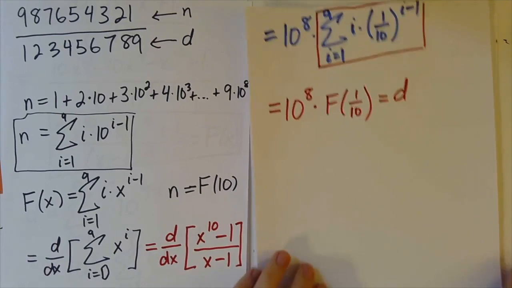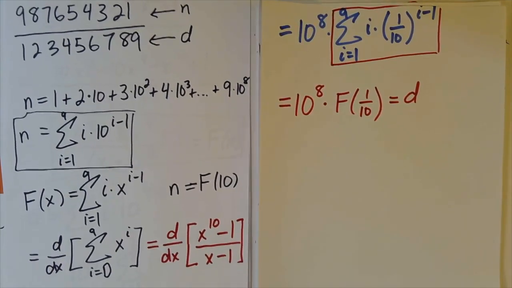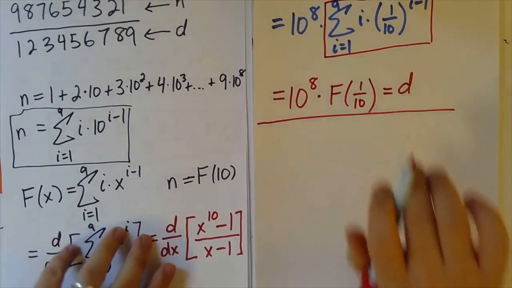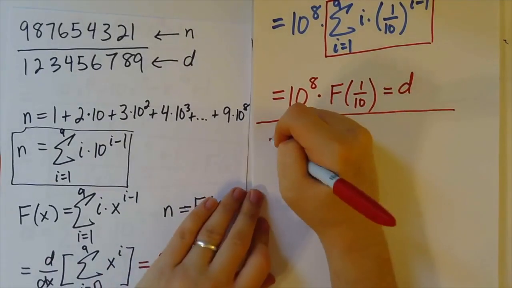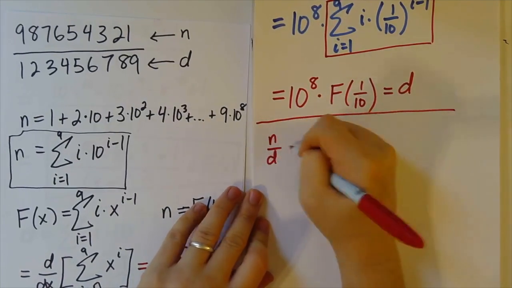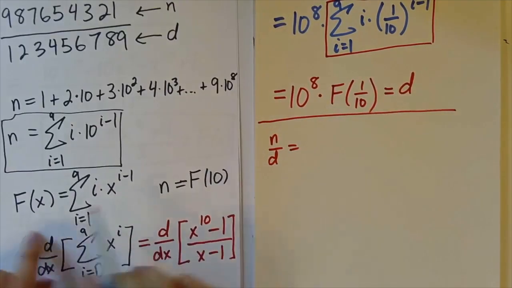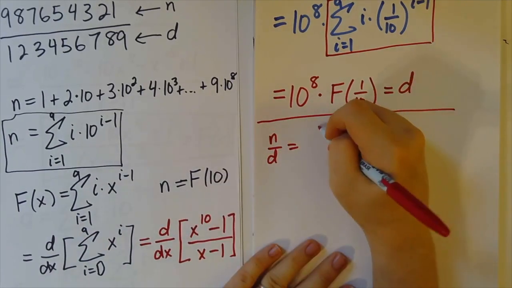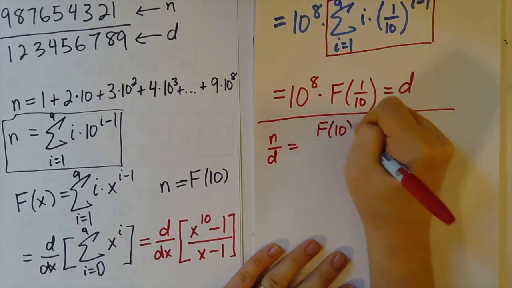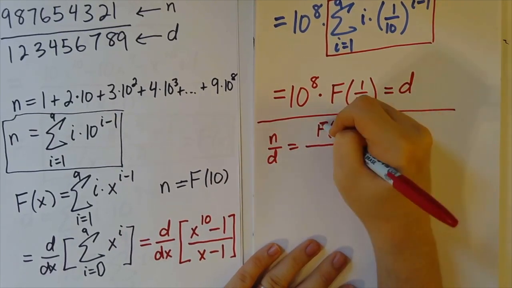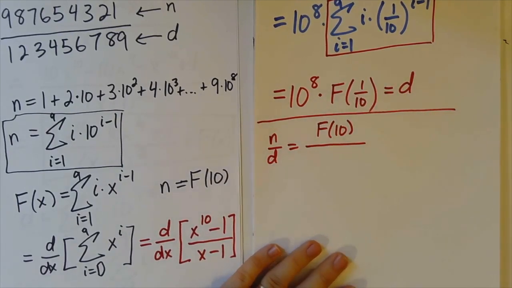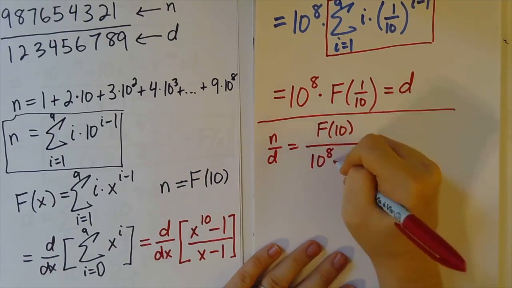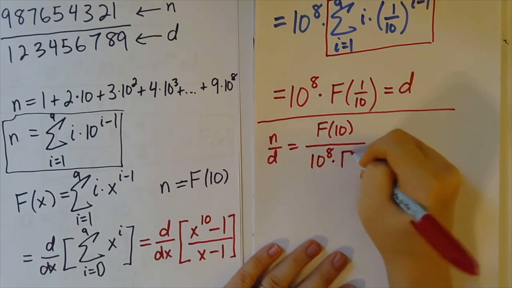And so the punchline of everything we've done so far is that if you take this number we started with, n over d, and you invent this function f, then you can rewrite this thing as f of 10 divided by 10 to the 8th times f of 1/10.